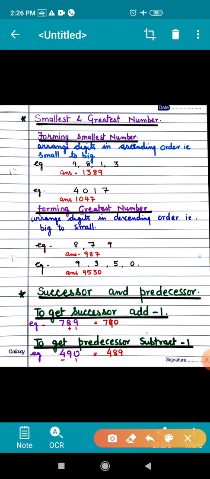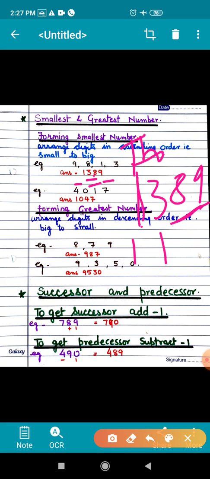So from the digits 9, 8, 1, 3, we will form a smallest number. Which one is the smallest among all? 1. So I have written 1 first, then 3, 8 and 9. How will you read this number? I told you before, read the digit separately with the name of its place. What is the place name of this one? 1000. So it will be read as 1000, then 389.